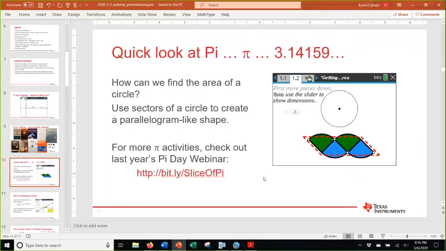So to begin tonight, we do want to talk a little bit about Pi, but not much because we have so many other friends to get to know. I'm going to share with you a quick Pi activity with circles. How can we find the area of a circle? We're going to use sectors of a circle to create a parallelogram-like shape, and it helps students develop the area of a circle. I'll share that with you in just a minute.